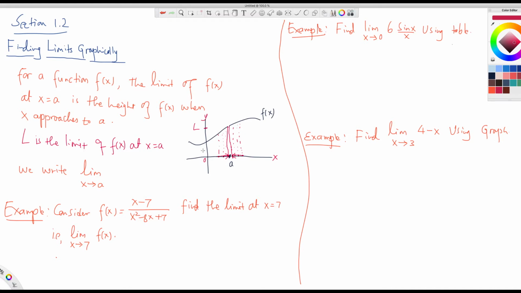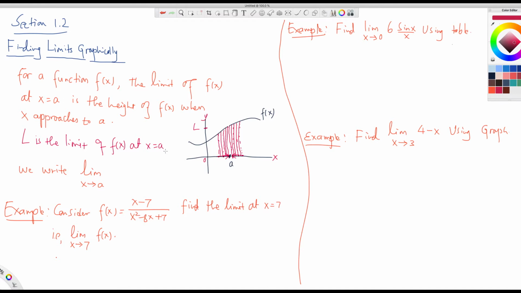What does that mean? When you get close to A from the left side, very close to A, you measure the height. And you go to A from the right side, closer and closer to A, and measure the height. You see that when you get very close to A from the left side and the right side, the height is almost equal to L from both sides. So we call L the limit of f(x) at x equals A.